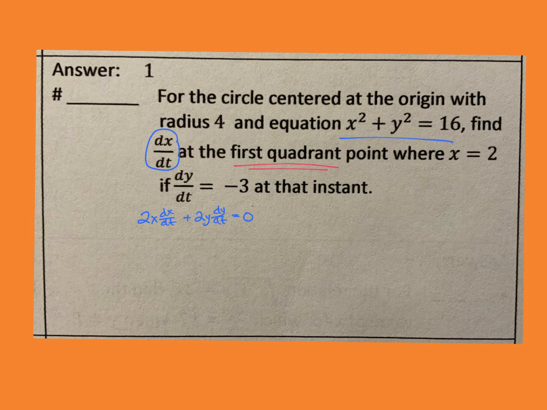So I have 2 times, what's my x? 2. So I end up with 4. I'm solving for dx/dt, so I don't know that one yet. And then plus 2 times, what's my y? I don't know that yet. However, I do know my dy/dt. What's my dy/dt? -3. So I'm going to put that there. But I don't know my y yet, so we're going to solve for it.